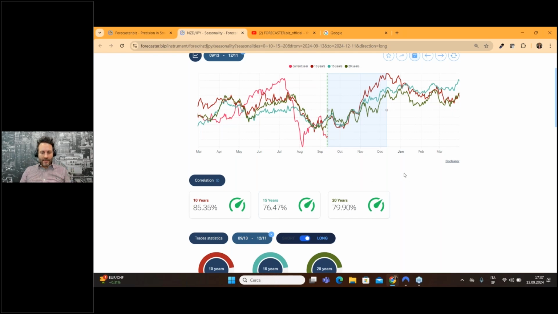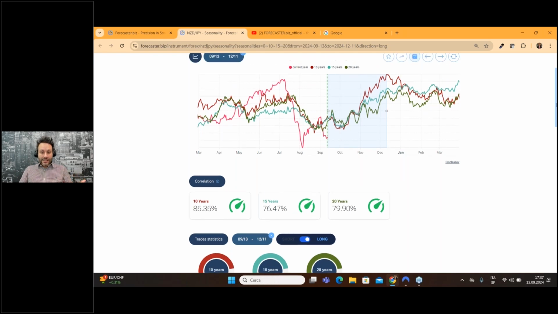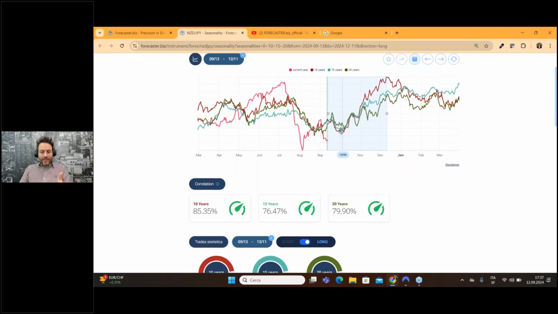What does it mean? It means that this kind of correlation is very consistent, and it tells us that the probability that in the next month this will be exactly what the prices are going to do. Okay, we have an improvement of the odds in our favor.